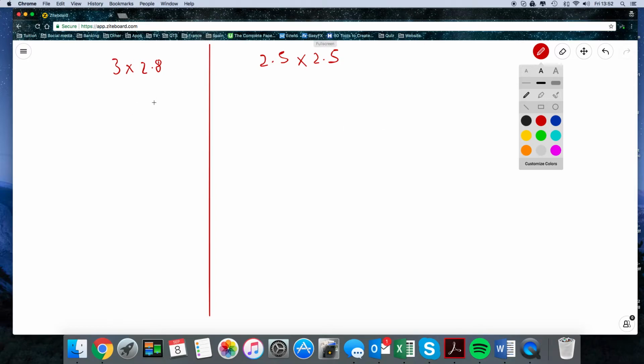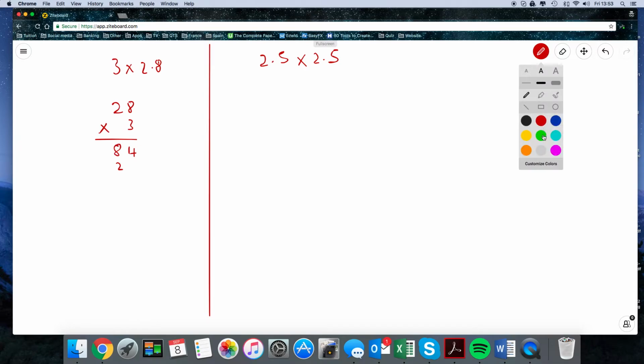So the technique, the one on the left is slightly easier. The technique is to take the decimals out. Okay, so we create just a normal long multiplication. Okay, 3 times 8 is 24, carry 2, 3 times 2 is 6, plus the 2 is 8, so 84.